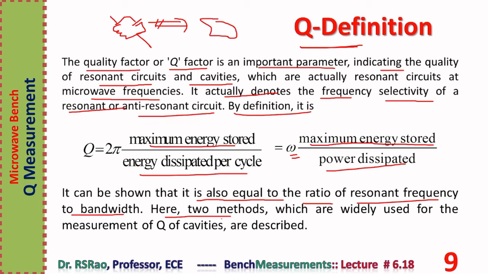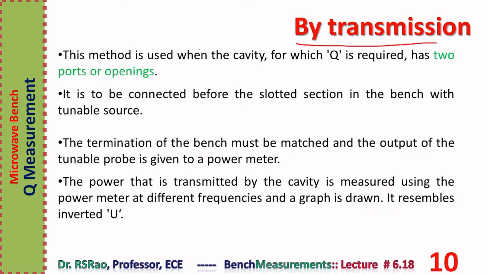Here are two methods which are widely used for measurement of Q of cavities. They are described by transmission. This is one method. This method is used when the cavity for which Q is required has two ports or two openings. There are cavities for which there is only a single opening. For such cavities, this method is not suitable.